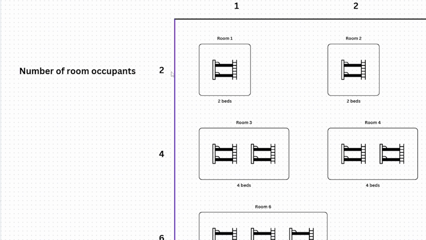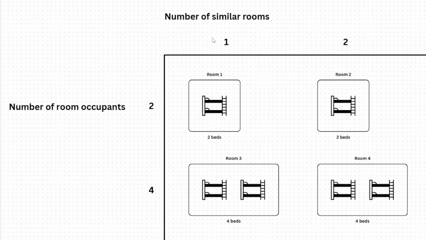So that's why we have this line over here, which is 2. And also we said room 2 also has 2 beds. So the number of occupants in room 2 is also 2. Now if you look at the top over here, we have this axis which says number of similar rooms. So since we have room 1 and room 2 both having an occupant limit of 2, that means we have 2 rooms of occupants 2. So that's what this means. We have 2 rooms of similar room occupants.